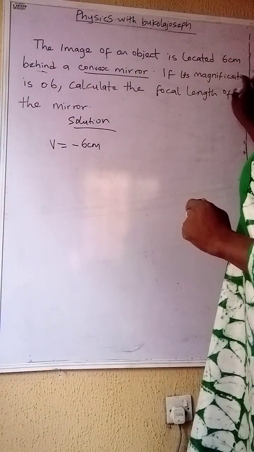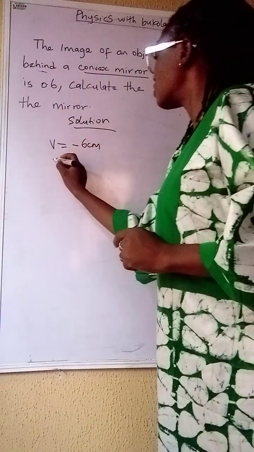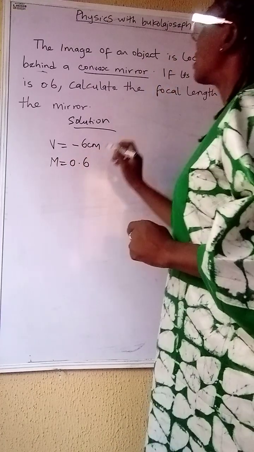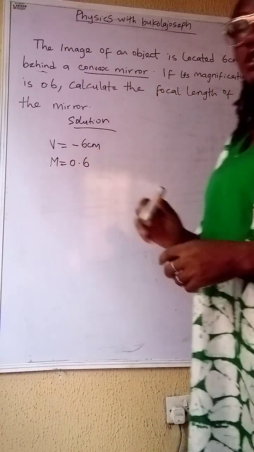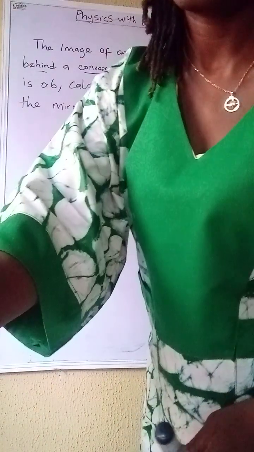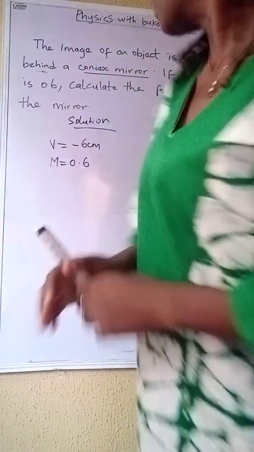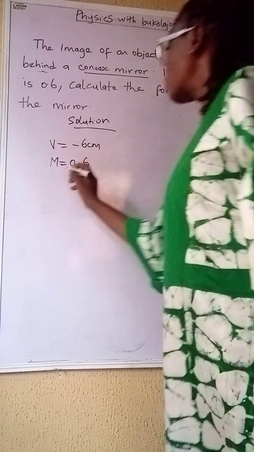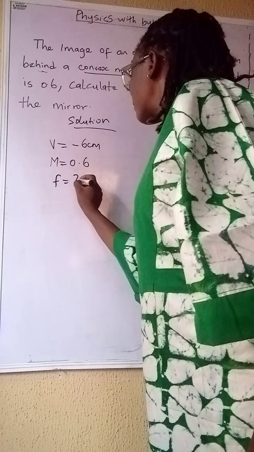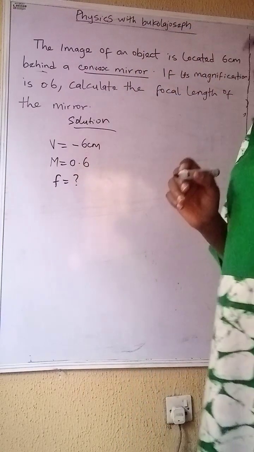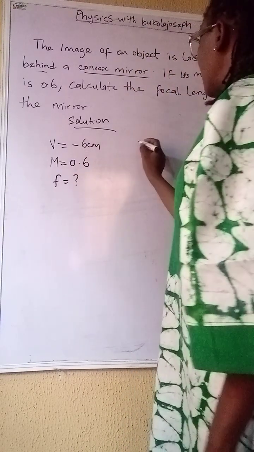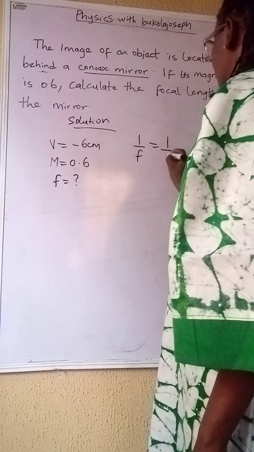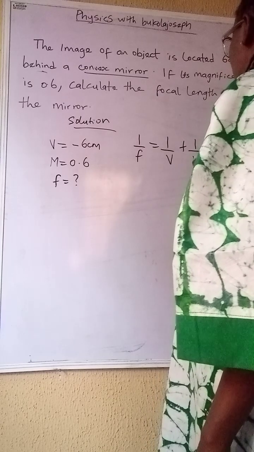If its magnification is 0.6, so we have M is equal to 0.6. You see there's no unit. Magnification has no unit. Calculate the focal length of the mirror. So we are looking for F. Now you still remember the mirror formula. The mirror formula is 1 over F is equal to 1 over V plus 1 over U.